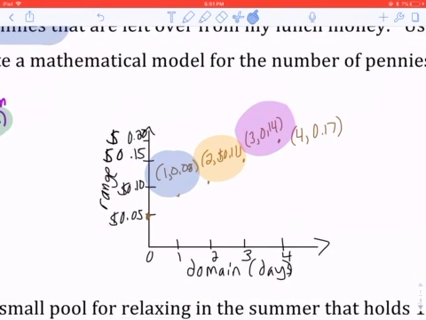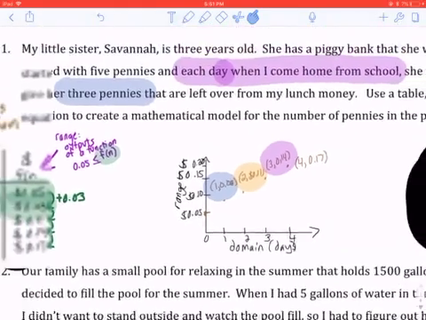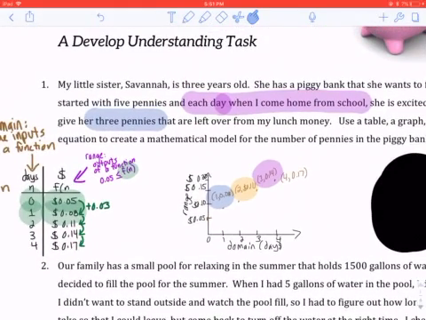Now, since this is an arithmetic sequence, we know it's going to be linear, so you might be tempted to draw a line. But hold off, because we have to look at something pretty important here. It says each day when we come home from school, we give her 3 cents. That only happens once a day. We're not coming back a 16th of the way through the day to give her a fraction of a penny. It's only happening once, and she's getting 3 cents at a time.